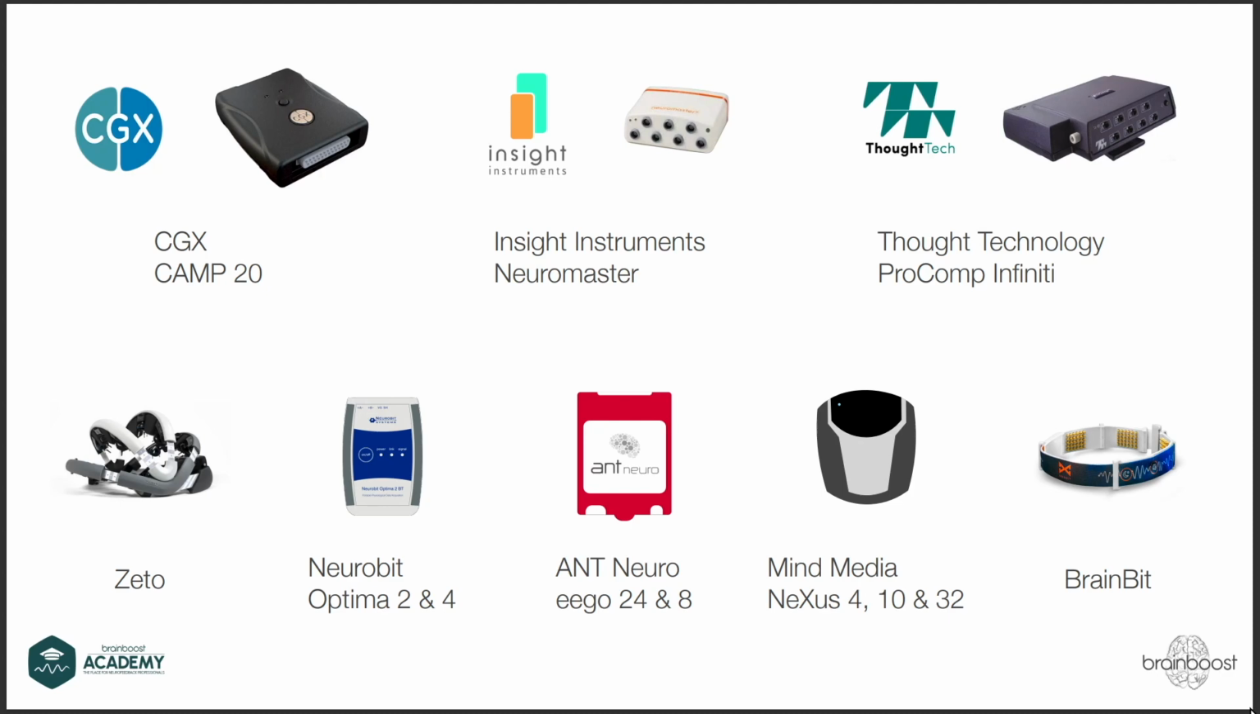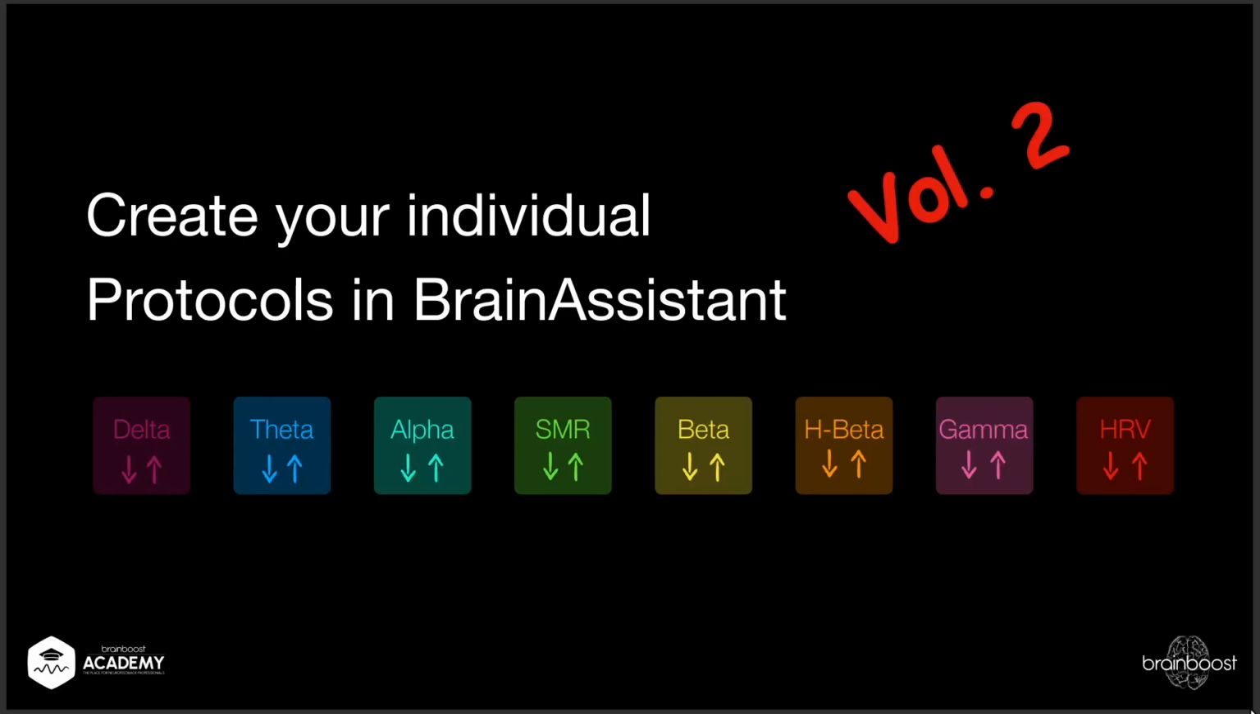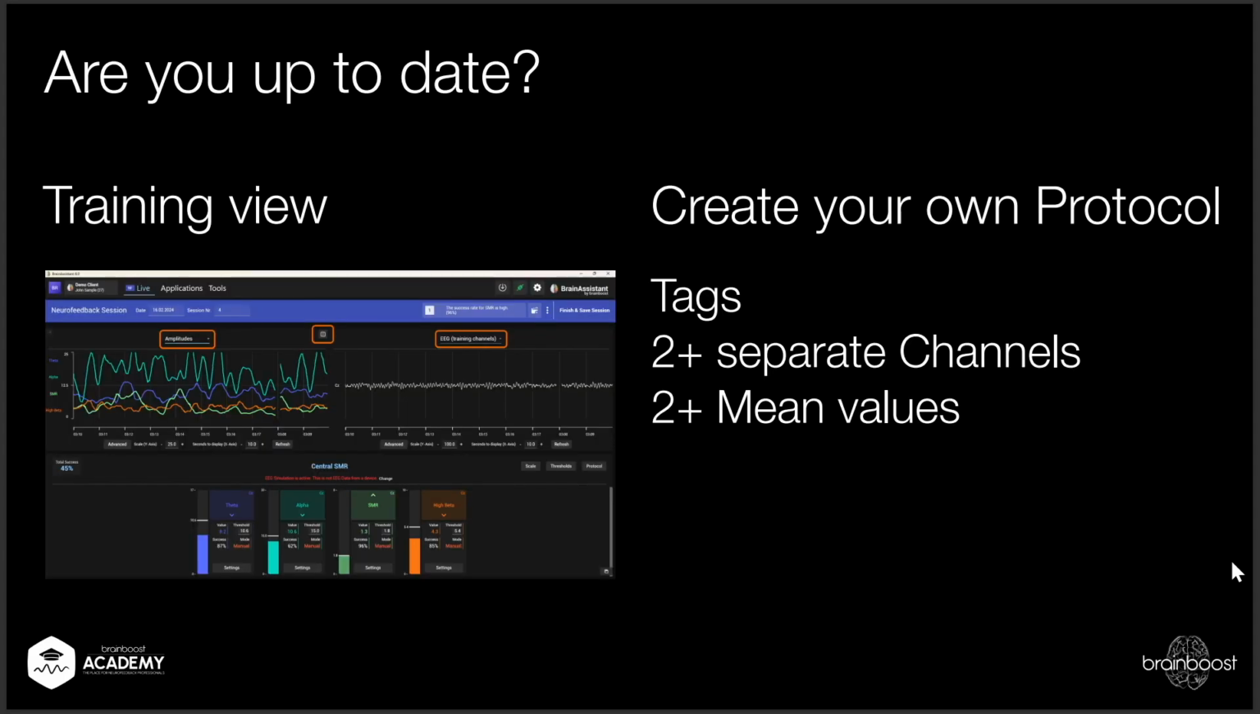Now, let's continue. Today, the topic is create your individual protocols part 2. So last time I already talked a little bit about how you can create your own protocol. One important takeaway was that you need to be up to date. So you need to have the latest version of the BrainAssistant.